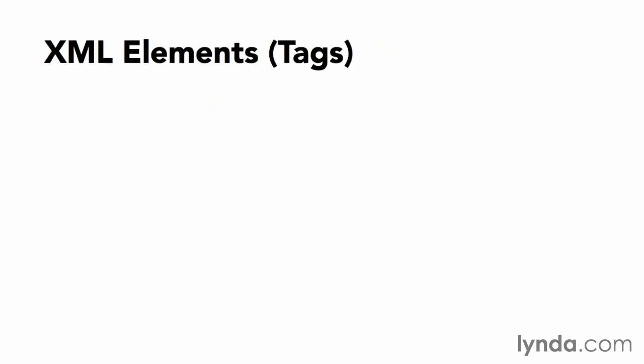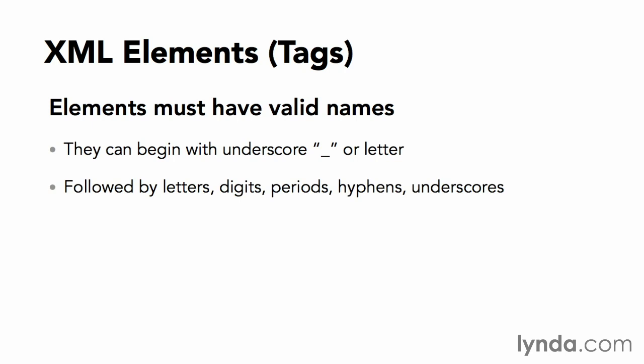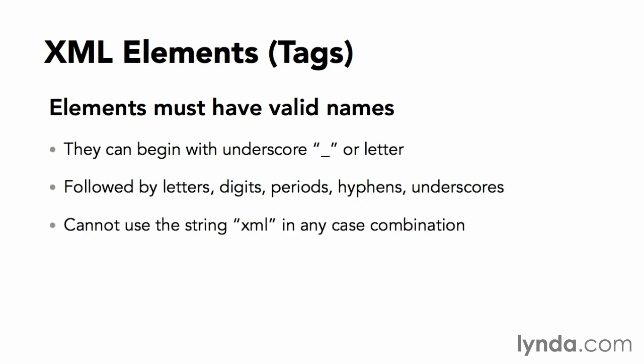Okay, let's talk about XML elements, which are sometimes known as tags. And if you've worked with HTML, these will look entirely familiar to you. Elements must have valid names. They can begin with an underscore or a letter, then followed by letters, digits, periods, hyphens, more underscores. They can't use the string XML in any case combination because the W3C reserves that.